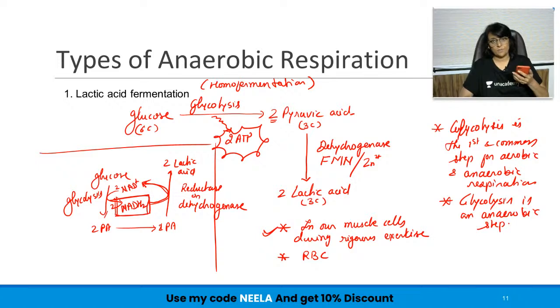Lactic acid fermentation. Lactic acid is a 3-carbon compound. So glucose is first broken down into 2 molecules of pyruvic acid. Pyruvic acids are 3-carbon compounds. And these 3-carbon compounds change into lactic acid, which are also 3-carbon compounds. So 6 carbons from glucose into 2 molecules of 3-carbon compound, that is pyruvic acid, gets converted into 2 molecules of 3-carbon compound, that is lactic acid. So here there is no carbon dioxide given out, only lactic acid, only one product is produced. That means this is homofermentation.